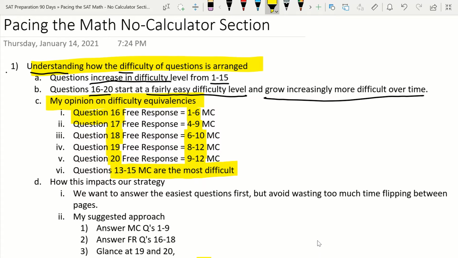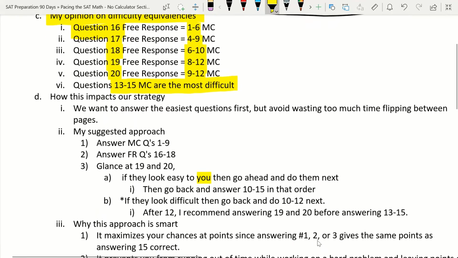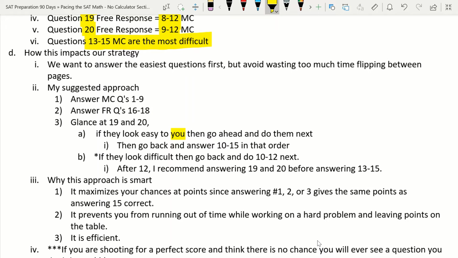Okay, so we want to make sure we're answering the easier questions before we go to the harder questions, because if we start doing the harder questions and we run out of time, then we just left those easy points on the table. So how is this going to impact our strategy? Well, like I said, we want to make sure that we're answering those easiest questions first, and we want to avoid wasting too much time flipping between pages.